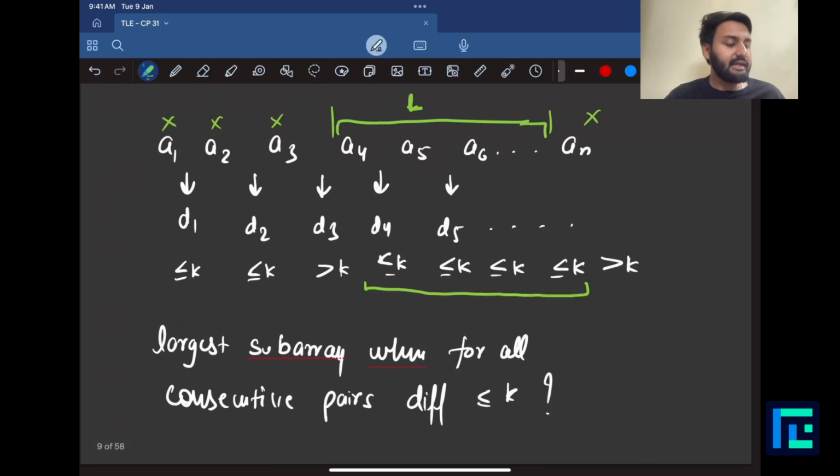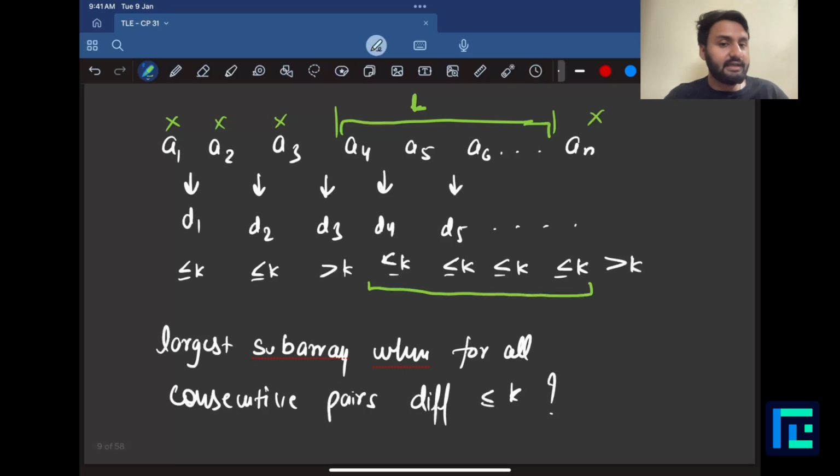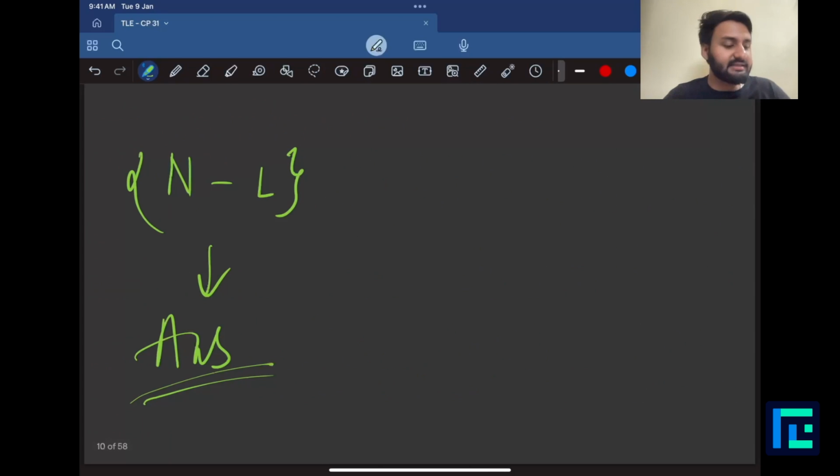So imagine that this L segment of numbers is what you save, and all the rest of the elements are what you remove. That is what gets counted as the number of operations you perform. Hence, you directly calculate that by maths. The rest of the numbers would obviously be n minus L, n being the total numbers and L being the numbers you save.